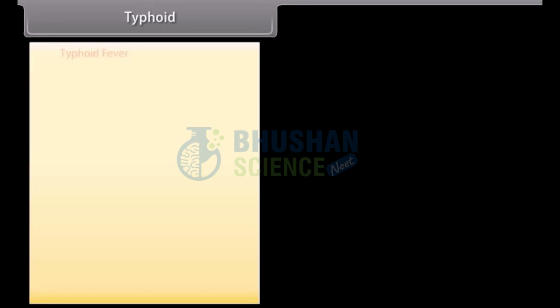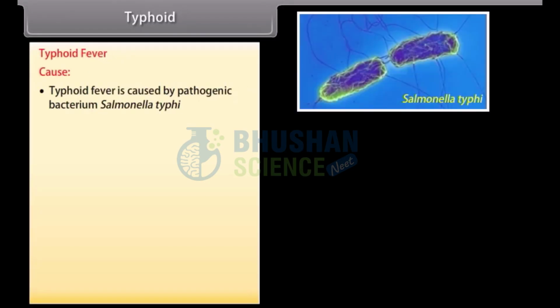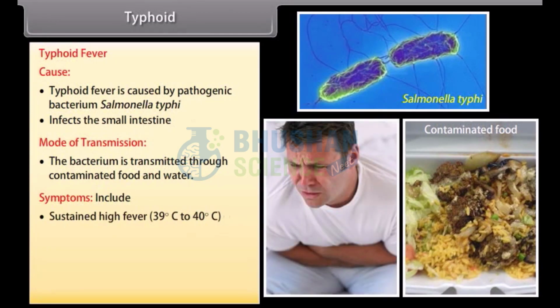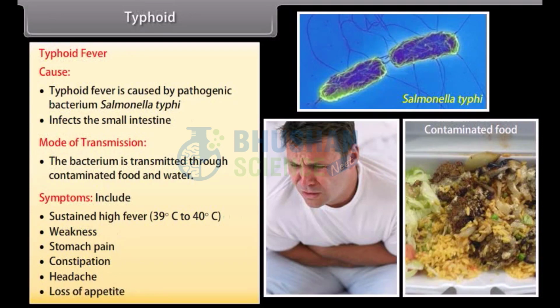Typhoid. Typhoid fever. Cause. Typhoid is caused by the pathogenic bacterium Salmonella typhi. It infects the small intestine. Mode of transmission. The bacterium is transmitted through contaminated food and water. Symptoms include sustained high fever, 39 degrees Celsius to 40 degrees Celsius, weakness, stomach pain, constipation, headache, and loss of appetite.